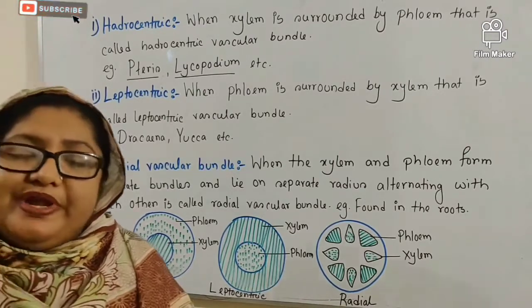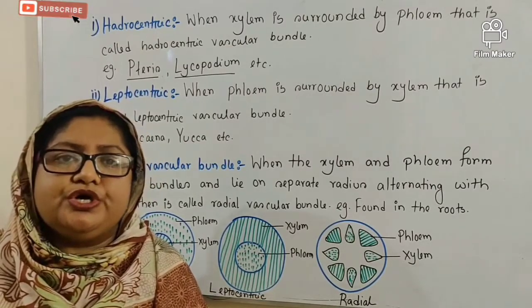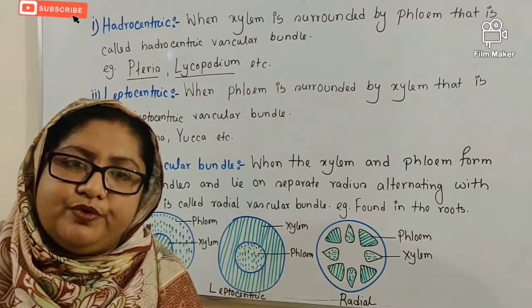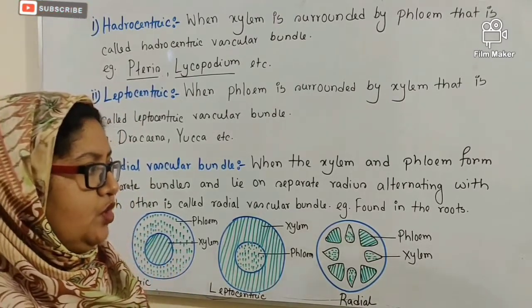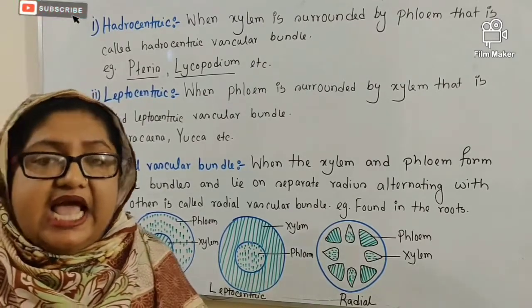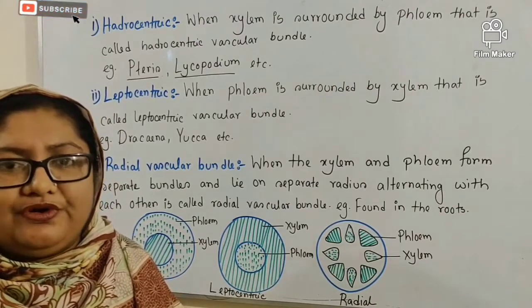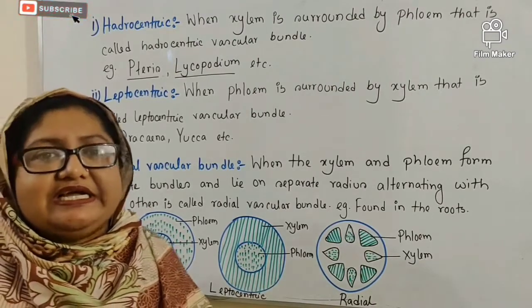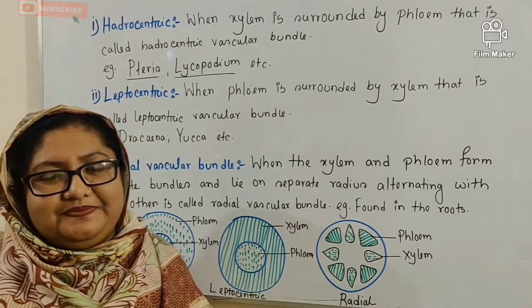And my dear students, the radial vascular bundle is present in the roots of plants, in both dicot and monocot. In the monocot root, the number of these bundles is more than 6, and in the dicot it is less than 5. It may be 2 to 4. Okay, so these are the classification or diversity of vascular bundles.